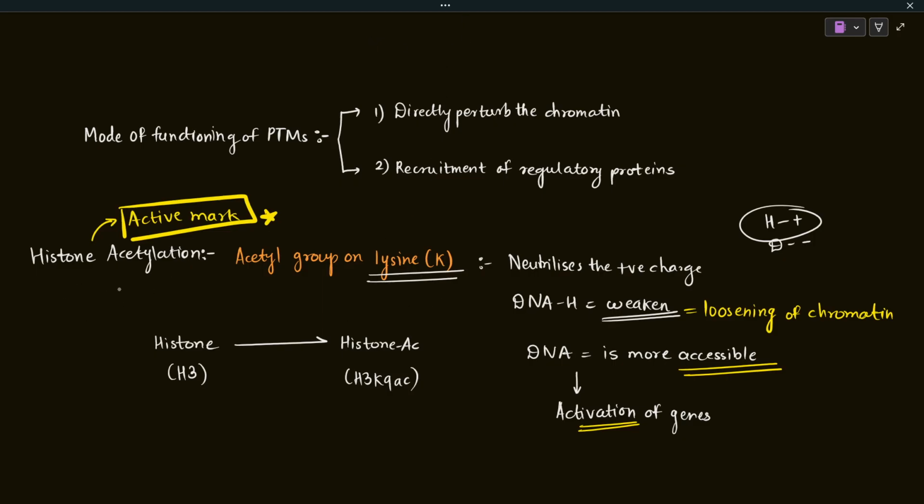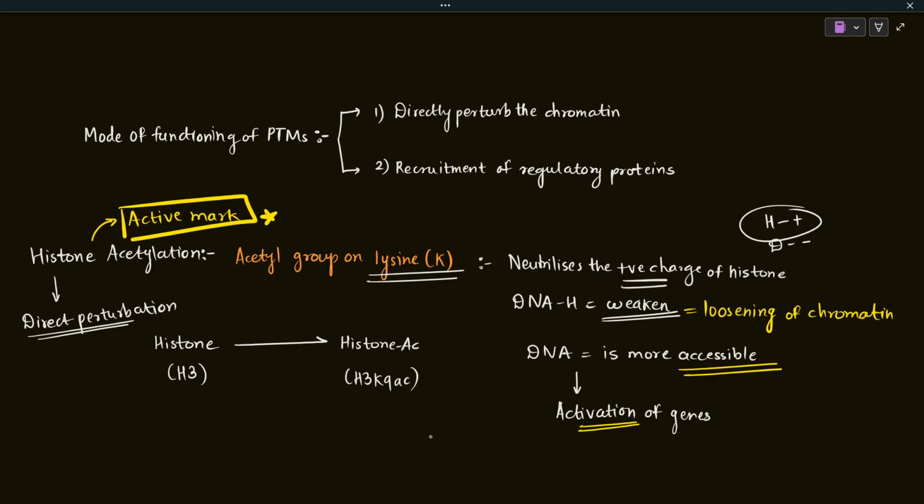Here you can see that histone acetylation works through direct perturbation of chromatin. Why? Because it is neutralizing the positive charge of the histone, so it is making the change in histone and DNA interaction directly. That is why we can say that the mode of functioning of histone acetylation, out of those two, is direct perturbation of chromatin. So this is it about histone acetylation.